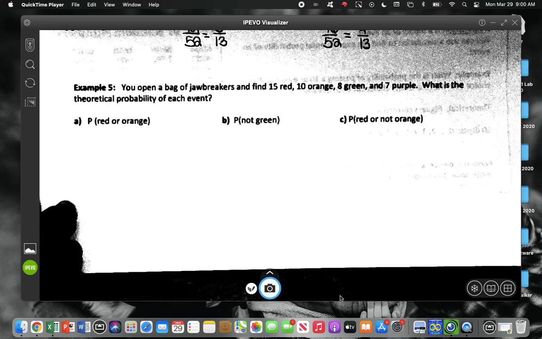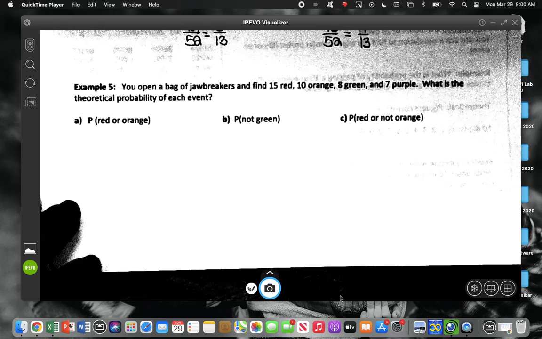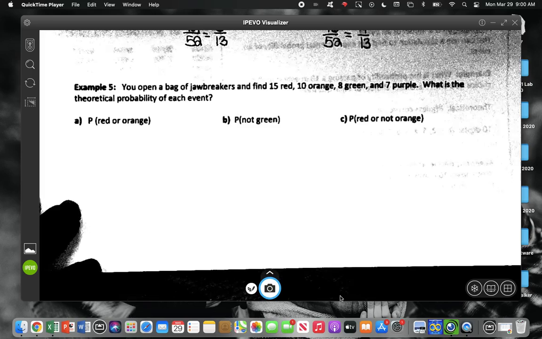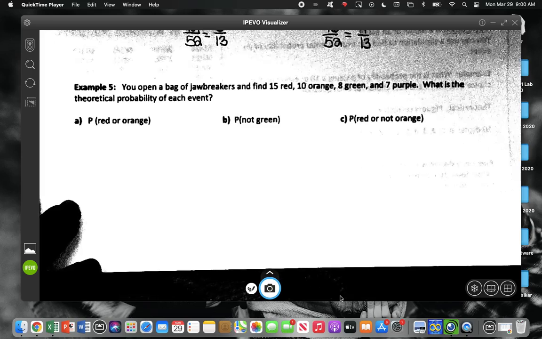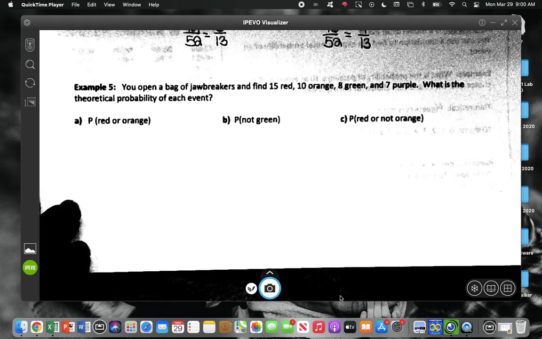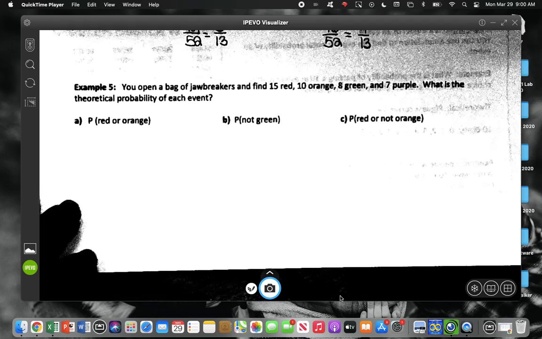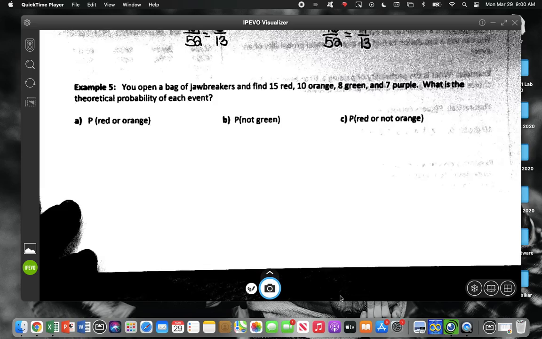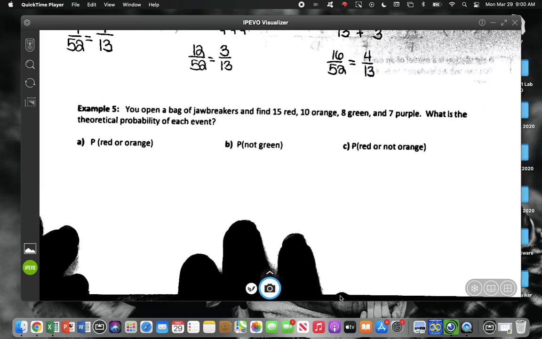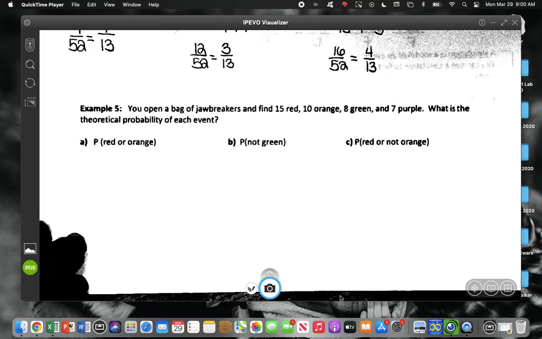All right, so this last example, it says we're opening a bag of Jawbreakers. And I don't care what you say, Jawbreakers do not taste the same. I think a lot of people are the only people that eat Jawbreakers. I like Jawbreakers. Sorry. What are you trying to say? My grandma eats them all the time. What are you trying to say? Trying to say I'm old? Yeah.